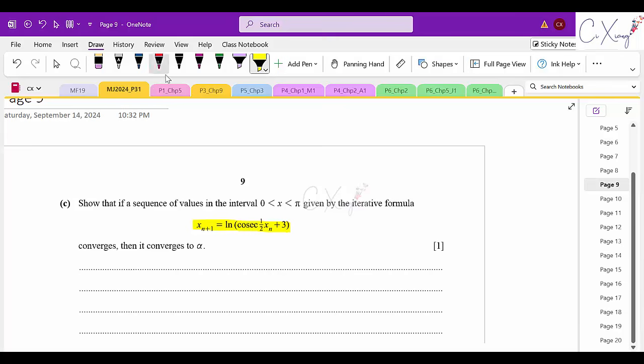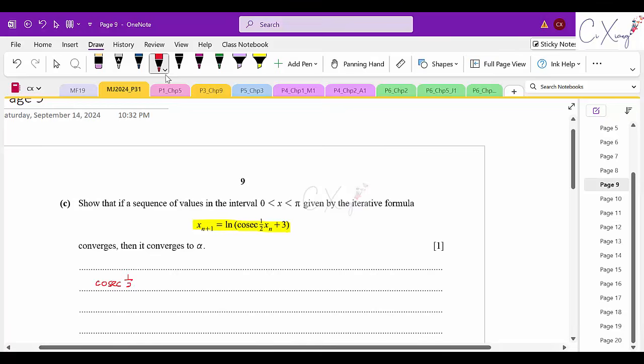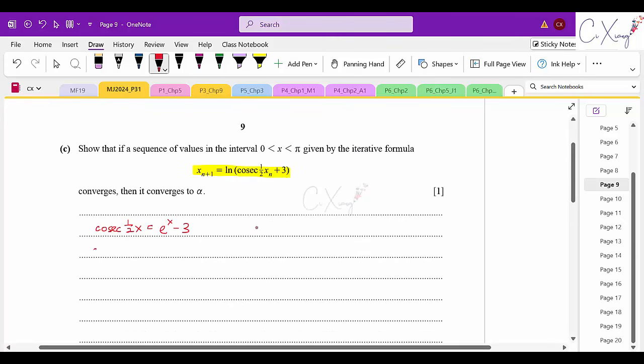Alright, so let us start. For the original equation, I know that this is cosecant half x equals e power x minus 3. And just now we know that the root for this equation is alpha. So to show that this iterative formula can help us get the value of alpha, I have to rearrange the original equation into this iterative formula. So we do it slowly. First, I want to move the negative 3 to the other side.